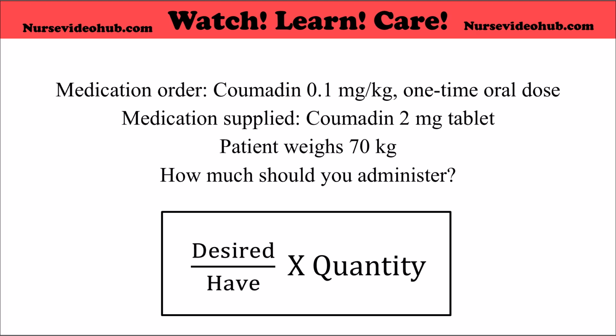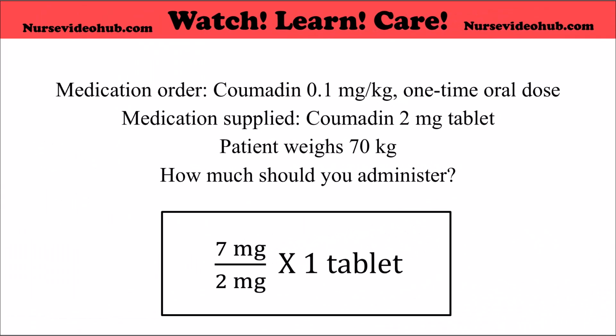Now, let's calculate a weight-based order. The medication order is Coumadin 0.1 milligrams per kilogram, one-time oral dose. The medication supplied is Coumadin 2 milligram tablets. The patient weighs 70 kilograms. The quantity or form of the medication is 1 tablet.